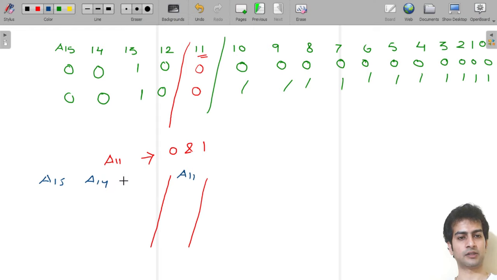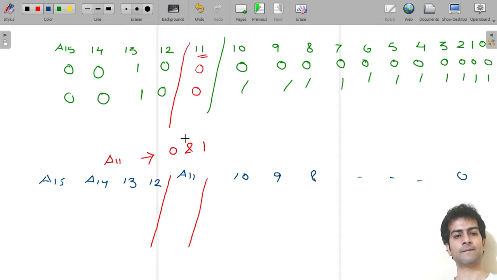A15, 14, 13, 12, A11, 10, 9, 8, and so on down to 0. I told you A11 can take both values, either 0 or 1. Here I have taken 0. Now try to find out the range. So what will be its range? 0 0 0 0 0 0 0 1 0 0 1 0 0 1 2 2.